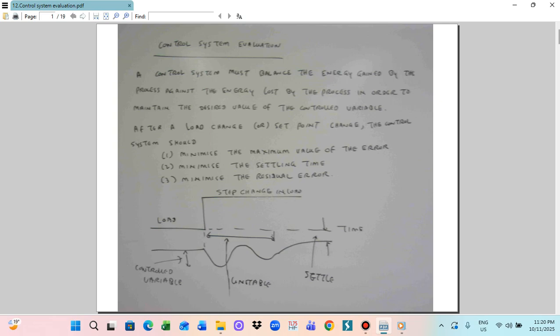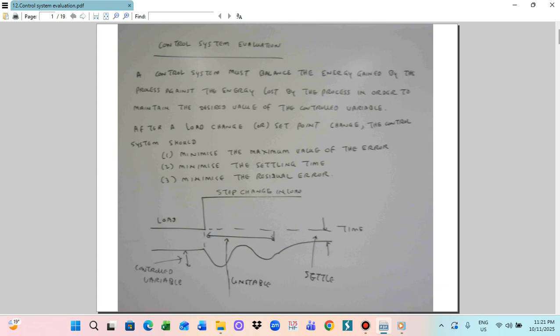So those are the characteristics the control system needs: minimize the maximum value of the error, minimize the settling time, and minimize the residual error. Here we have the load, and the load can be changed. We make a step change in the load. This axis is horizontal with the time. This way the vibration and damping happen. This is for the damping, and this is for the time.